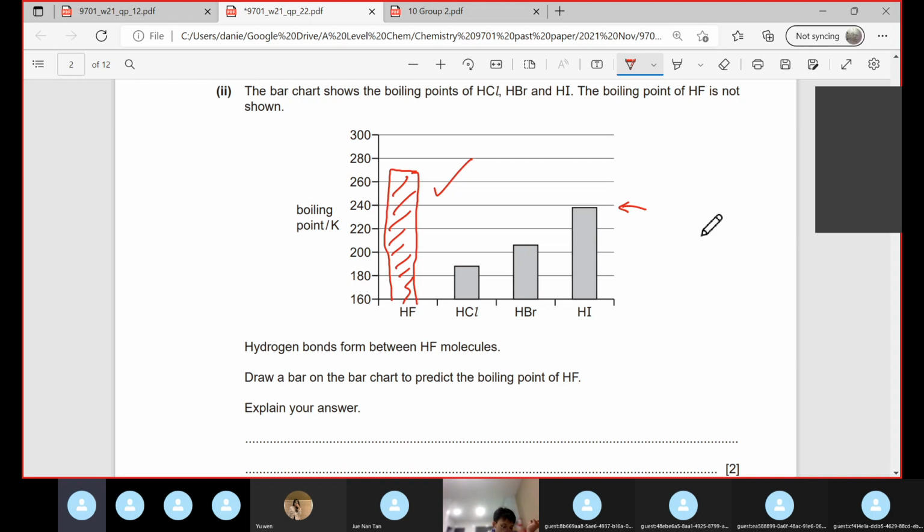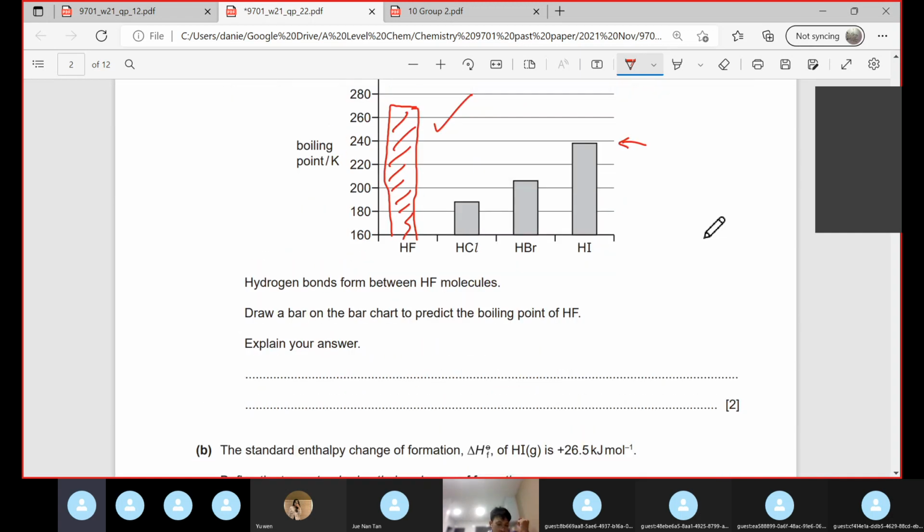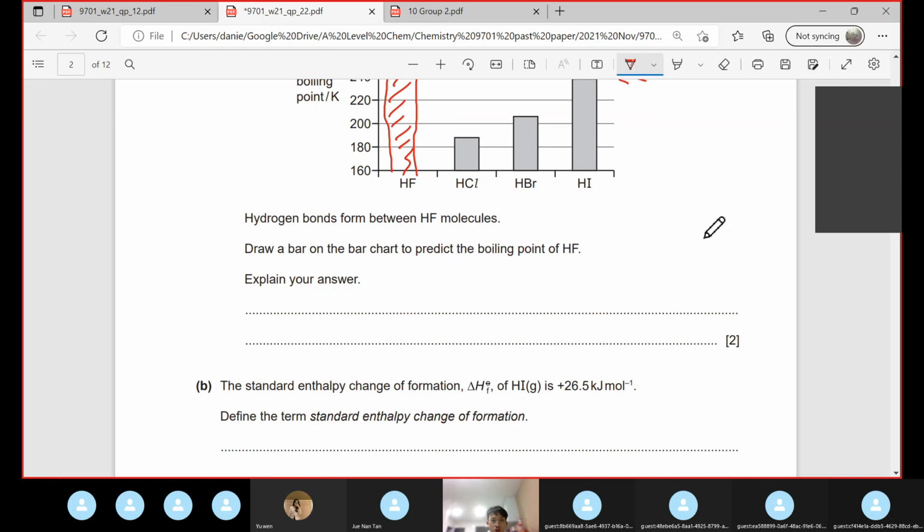Then next, explain your answer. Here you need to explain why the HF molecules have a higher boiling point. Basically, you just need to do a very simple comparison between hydrogen bonds and the instantaneous dipole-induced dipole forces formed between HI molecules. Here you definitely need to do a comparison.